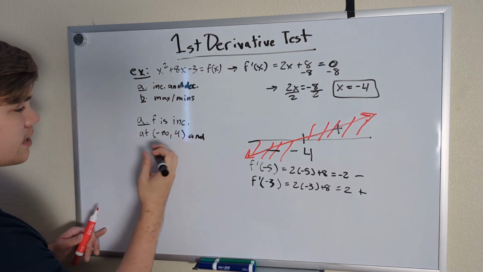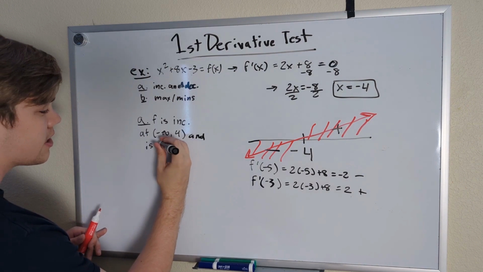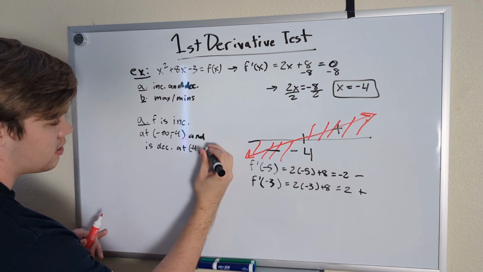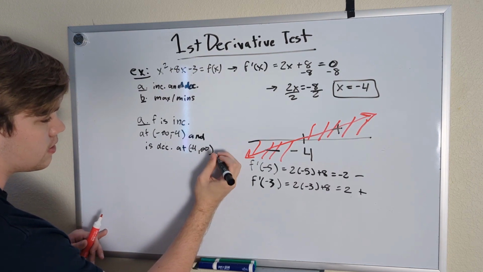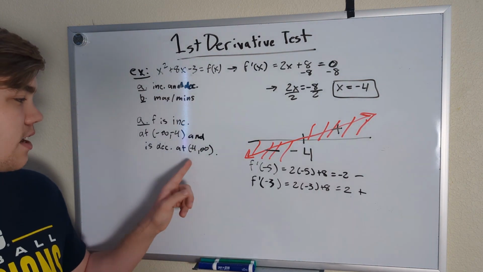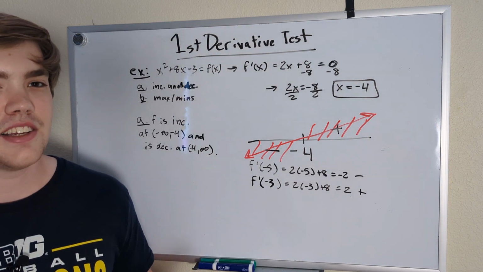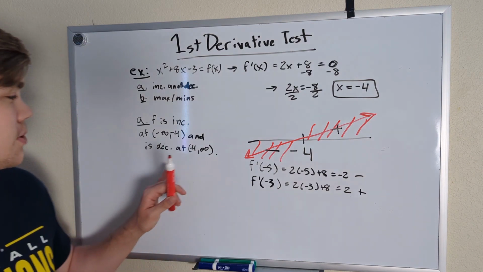And this function, f, is decreasing at -4, I meant to write that there, to infinity. Once again, we can't use brackets because we cannot include -4, and we also cannot include infinity with brackets since infinity isn't really a number, it's just a concept. So this is part A answered.